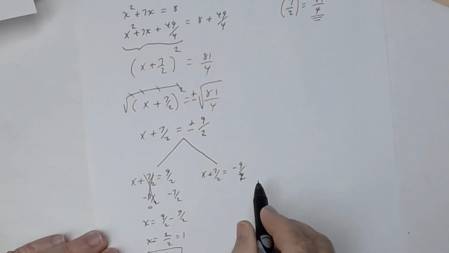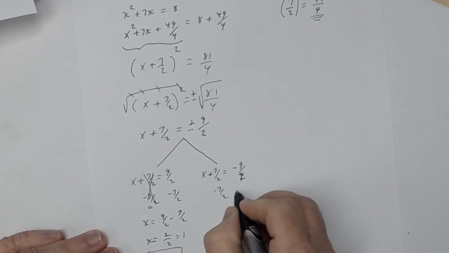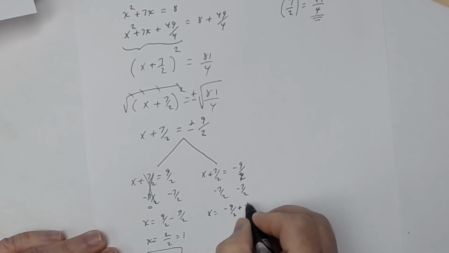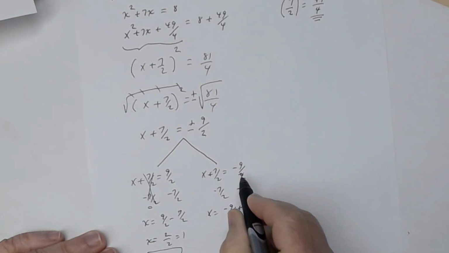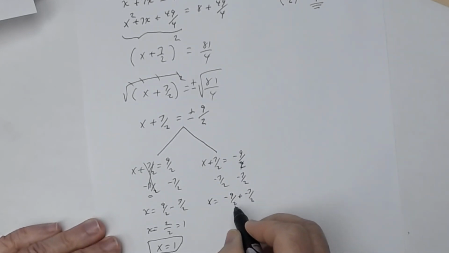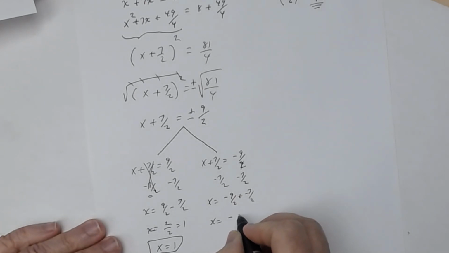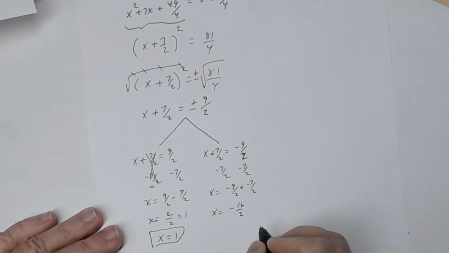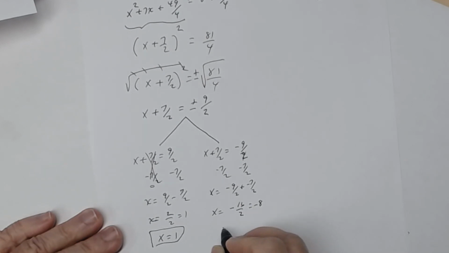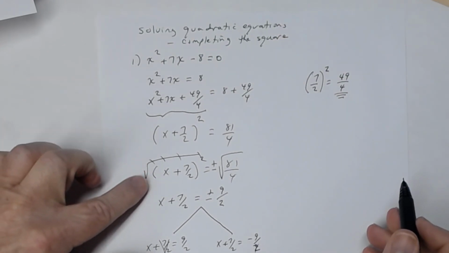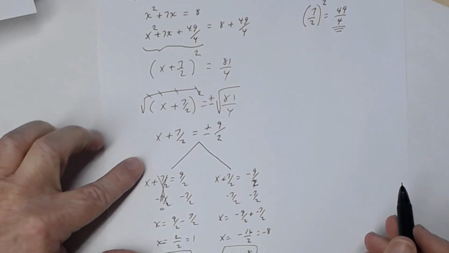Okay, let's go to the next one. To get x by itself, we're going to subtract 7 halves from both sides. So I get x equals a negative 9 halves plus a negative 7 halves. That's what this means right here. A negative 9 halves plus a negative 7 halves is a negative 16 halves, and a negative 16 halves is a negative 8. So my other solution is x equals a negative 8. And so that's it, those are your two solutions. Notice that I did this by completing the square. So notice the steps.